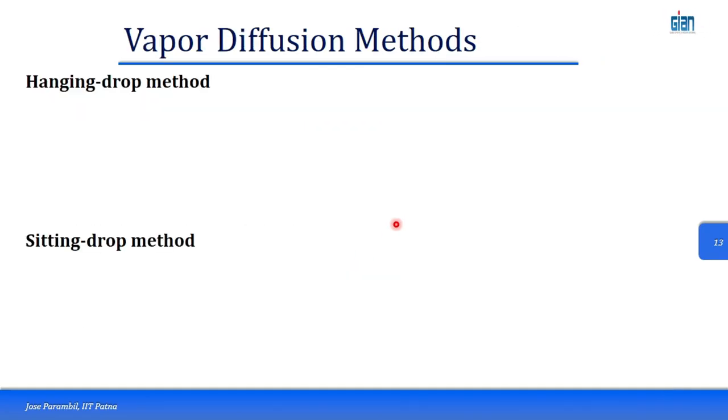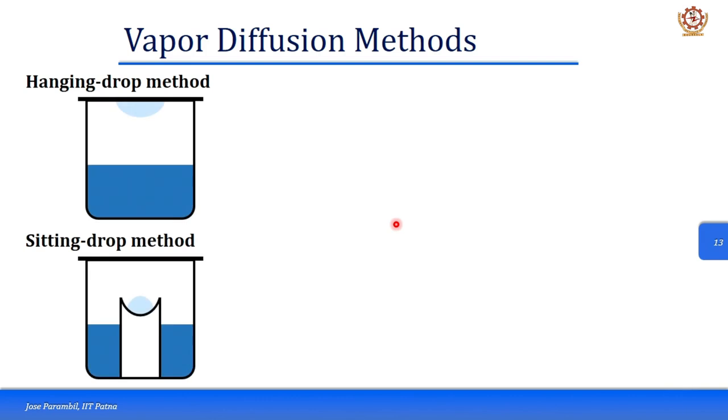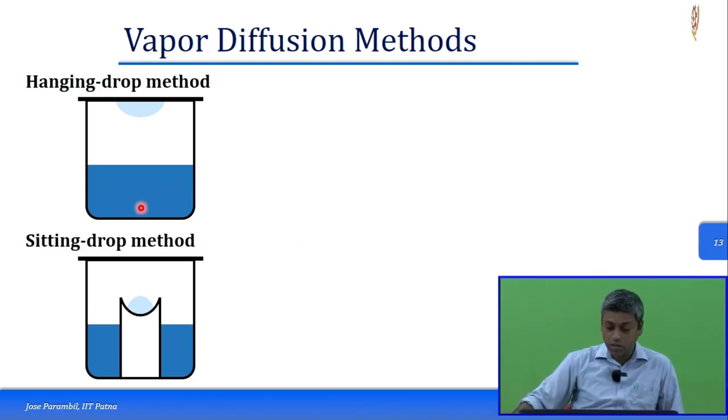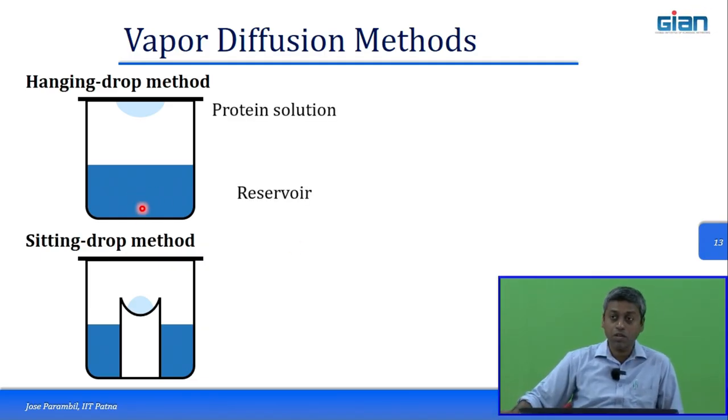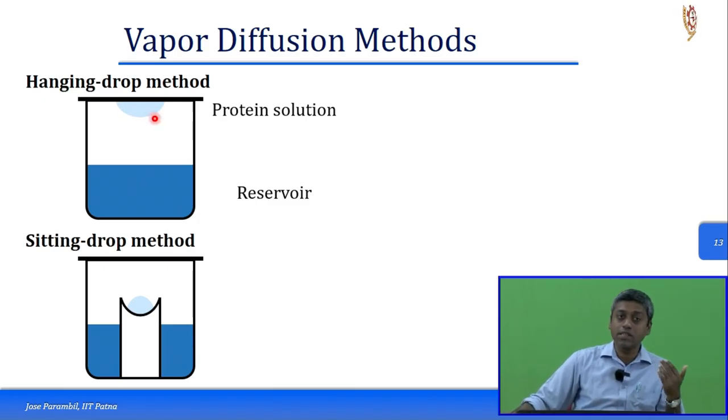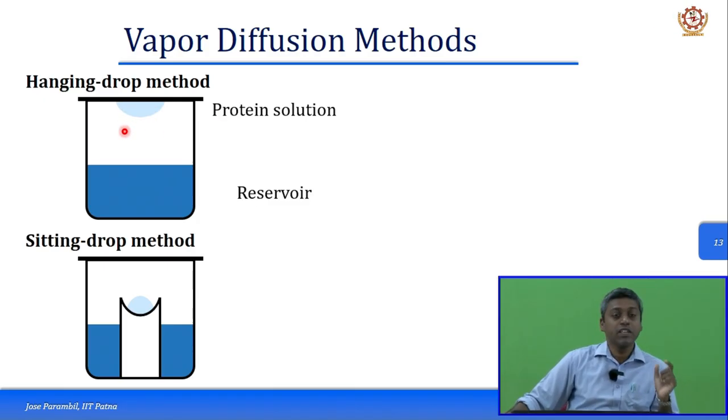In hanging drop and sitting drop, as the name suggests, it depends on the orientation in which we are going to do the crystallization. It involves a small micro well inside which you would have your buffer solution, which is called the reservoir. It would have buffer and salts in it, and this is your protein solution, which is going to crystallize. This is where you have the protein. In addition to that, of course, you will have other buffers and salts in here as well.